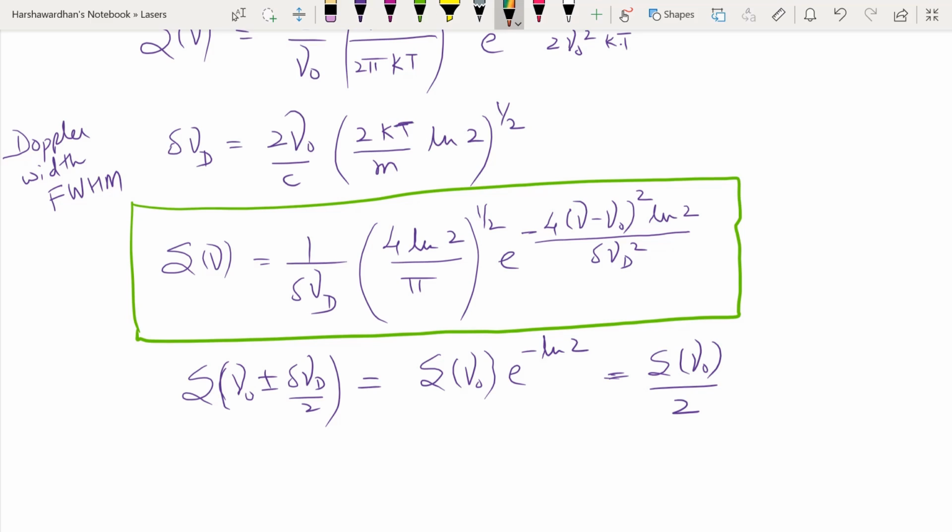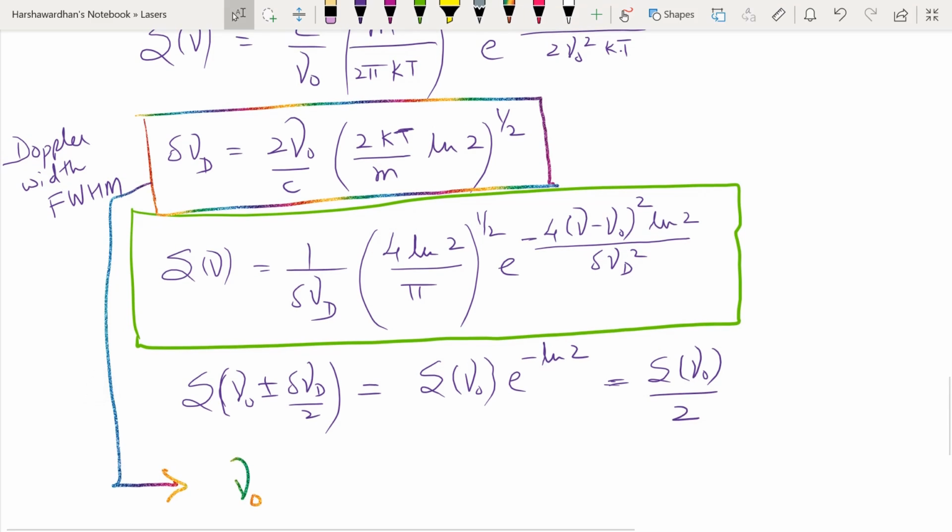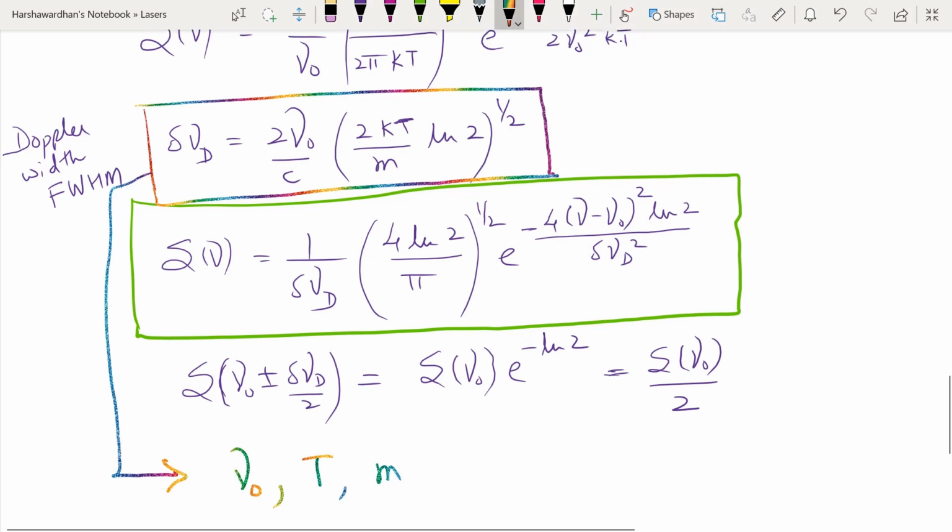What I want you to clearly understand is the following: the Doppler width clearly depends on a few parameters, and these parameters are important. The Doppler width is going to be larger, for example, if I'm looking at the same atom, for a transition which corresponds to a higher energy difference or higher frequency, in comparison to a transition where nu naught is smaller. The second important thing is that as temperature increases, the Doppler width increases. And it depends inversely on the square root of the mass of the atom itself. So these are the three quantities on which the Doppler width depends.